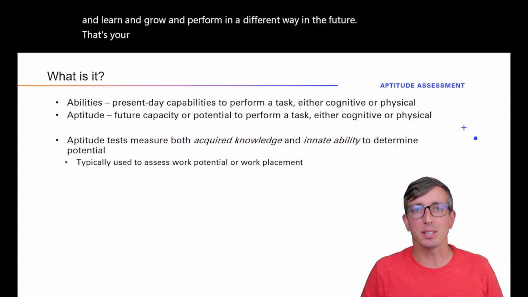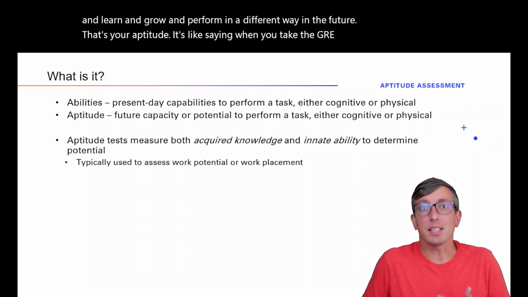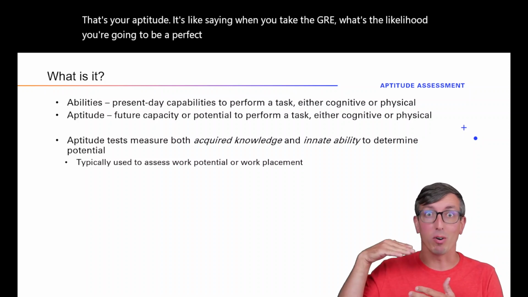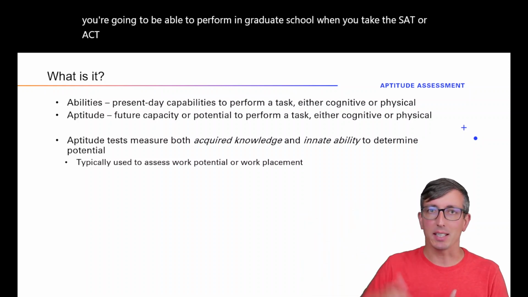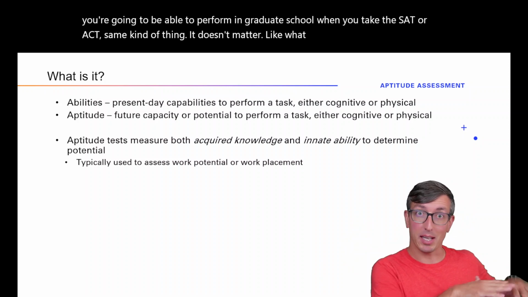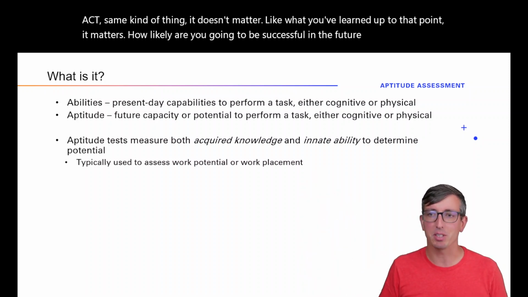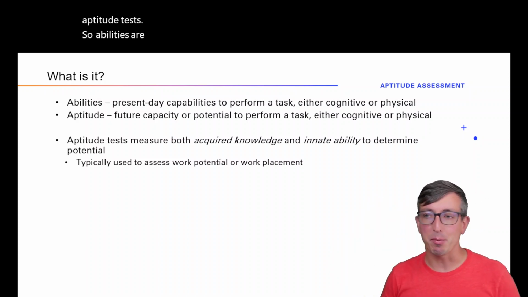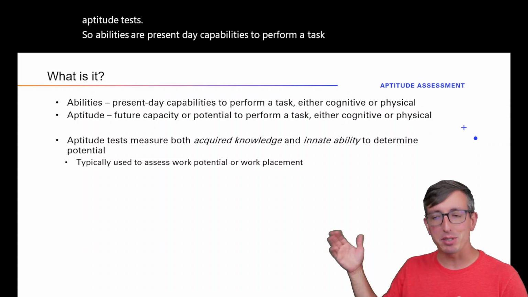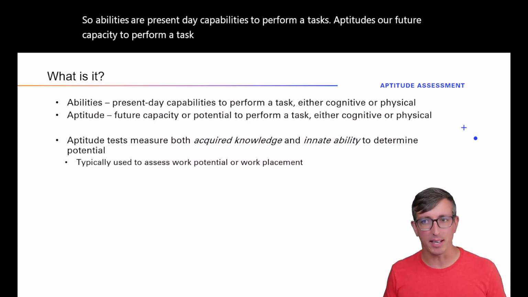That's your aptitude. It's like saying when you take the GRE, what's the likelihood you're going to be able to perform in graduate school? When you take the SAT or ACT, same kind of thing. It doesn't matter what you've learned up to that point. It matters how likely you are to be successful in the future. These are aptitude tests. So abilities are present day capabilities to perform a task. Aptitudes are future capacity to perform a task, something like that.